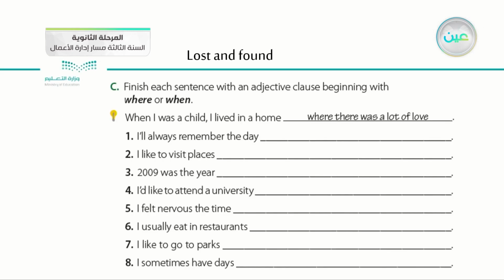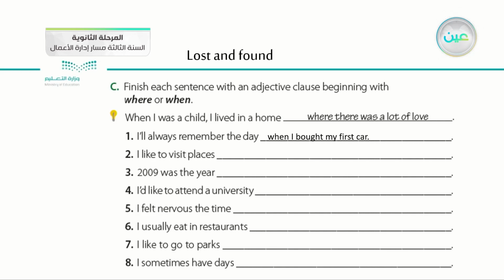As you see here, this is exercise C, which is: finish each sentence with an adjective clause beginning with where and when. We'll go over these sentences, and we'll start the clause by using where or when. This is done for you, and we'll start with number one. Let's see together, guys. I'll always remember the day when I bought my first car. So here we used when to describe the day that he remembered, the day he bought his first car.